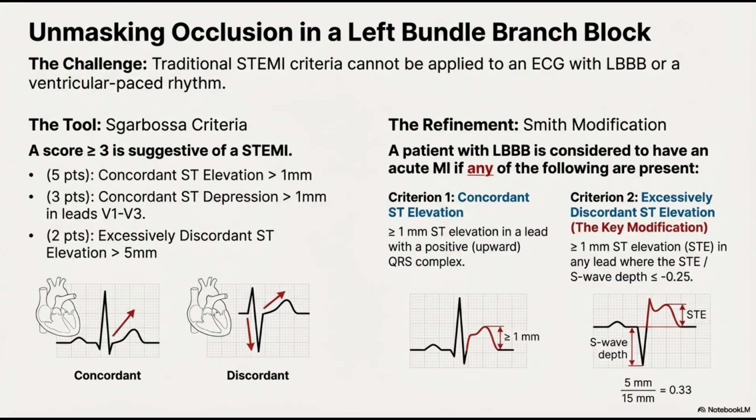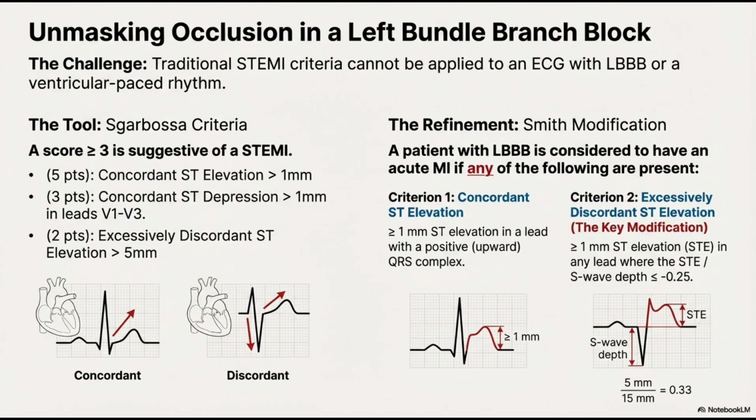But now we have to address the major confounding factor, the one that throws a wrench in every criteria we've just discussed. What happens when the underlying rhythm is already abnormal, like a left bundle branch block, an LBBB, or a ventricular paced rhythm? In that situation, the traditional STEMI criteria fail. They're useless. An LBBB itself causes major ST-segment changes that can perfectly mimic an acute injury, or even worse, completely mask it. You cannot rely on those absolute elevation measurements anymore. So the solution is the Sgarbossa criteria, or, well, the modified versions of it.